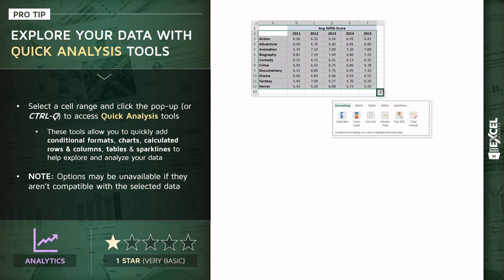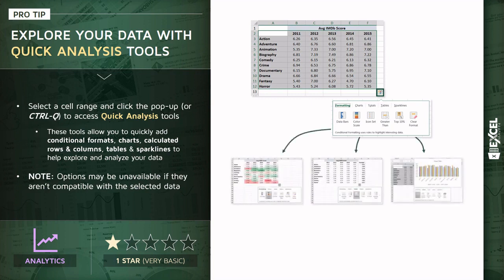And within this menu, you'll find all sorts of analytics tools, including conditional formats, chart types, calculated rows and columns. You can convert this range to a table. You can add sparklines, all sorts of very, very interesting and powerful analytics tools, all consolidated into this single menu here for quick access. And what that allows us to do is take a raw basic range of cells like you see at the top of the slide and convert it into something like this, either a color scale or adding a calculated column with the average values or inserting a clustered column chart with a click of a button.